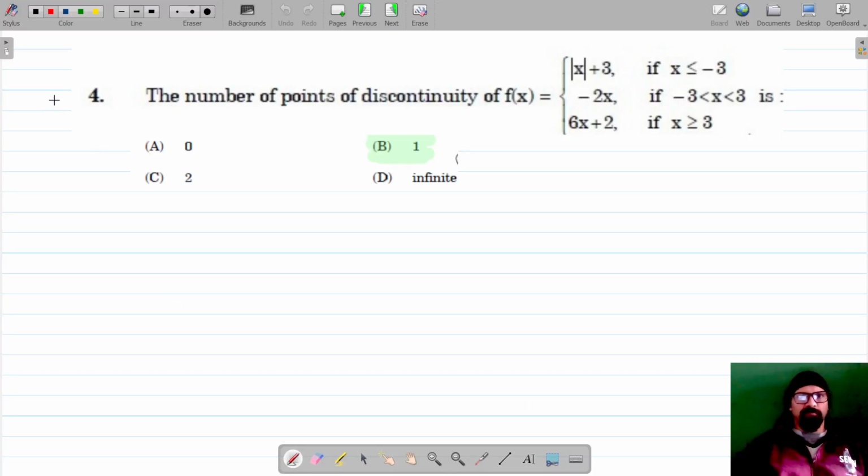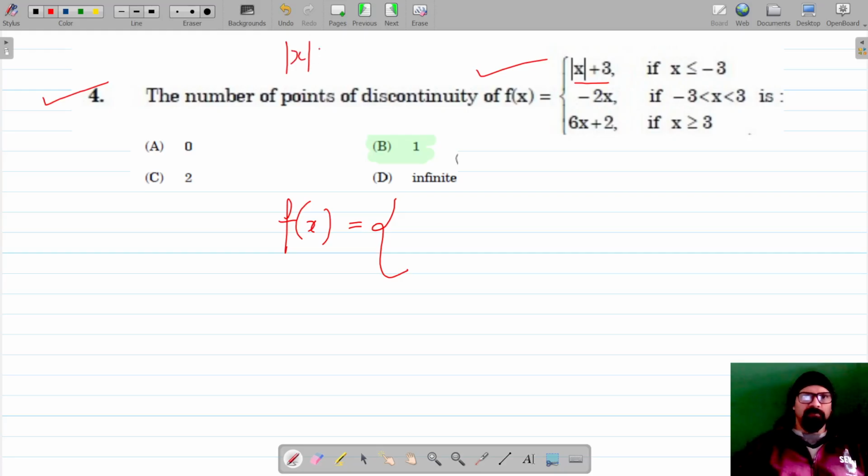Question number 4, we have to find the number of points of discontinuity of the function, and the function is given as. Okay, so let's try to rephrase this function. So this function is equal to, and here for the first value of the function, for x less than or equal to minus 3, it's modulus of x plus 3.